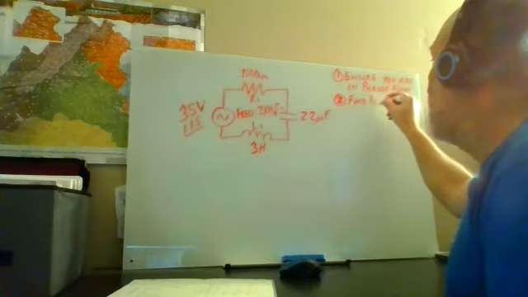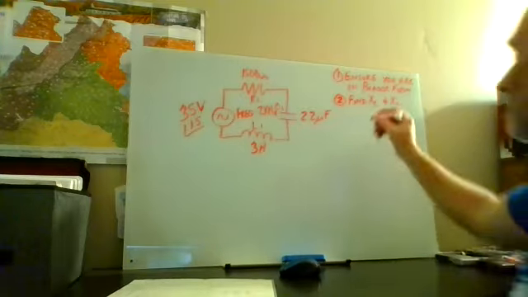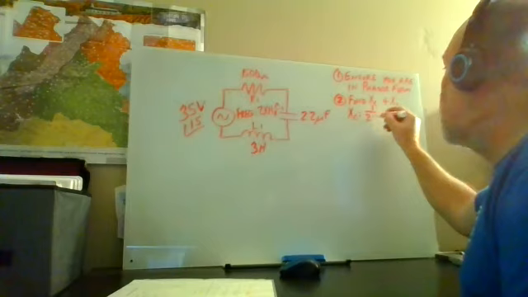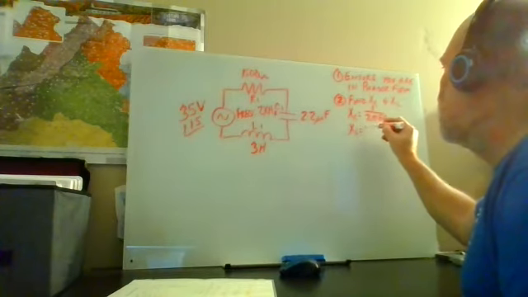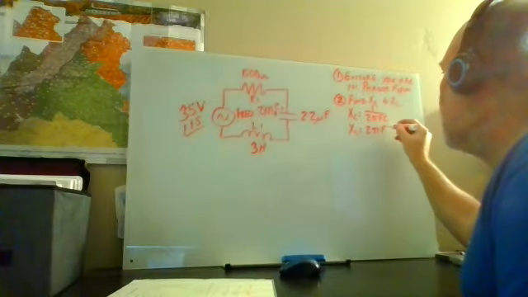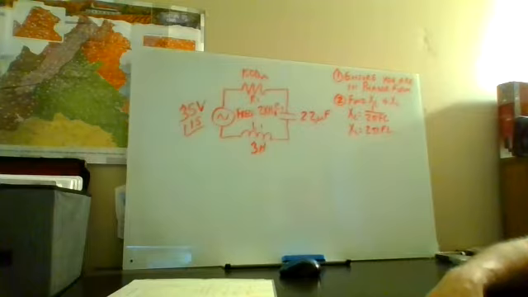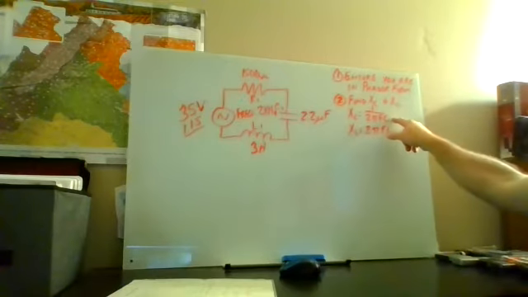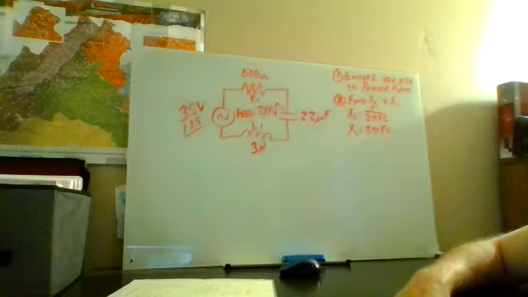Number two, find X of C and X of L. X of C equals what? 1 divided by 2 pi FC. X of L is equal to 2 pi FL. So we punch the numbers in our calculator, 2 pi times my frequency, which is 2 kilohertz, so times 2K, times my capacitance, which is 22 microfarads, which is 22 exponent negative 6.